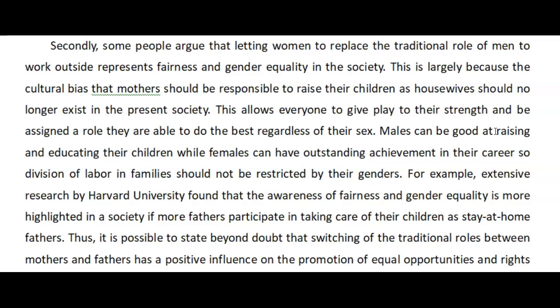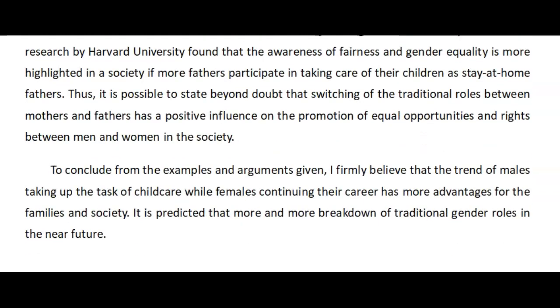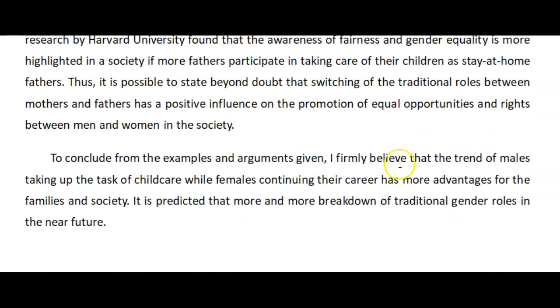For example, extensive research by Harvard University found that the awareness of fairness and gender equality is more highlighted in a society if more fathers participate in taking care of their children as stay-at-home fathers. Thus, it is possible to state beyond doubt that switching of the traditional roles between mothers and fathers has a positive influence on the promotion of equal opportunities and rights between men and women in society. Okay, good. Again, in society, not the society.